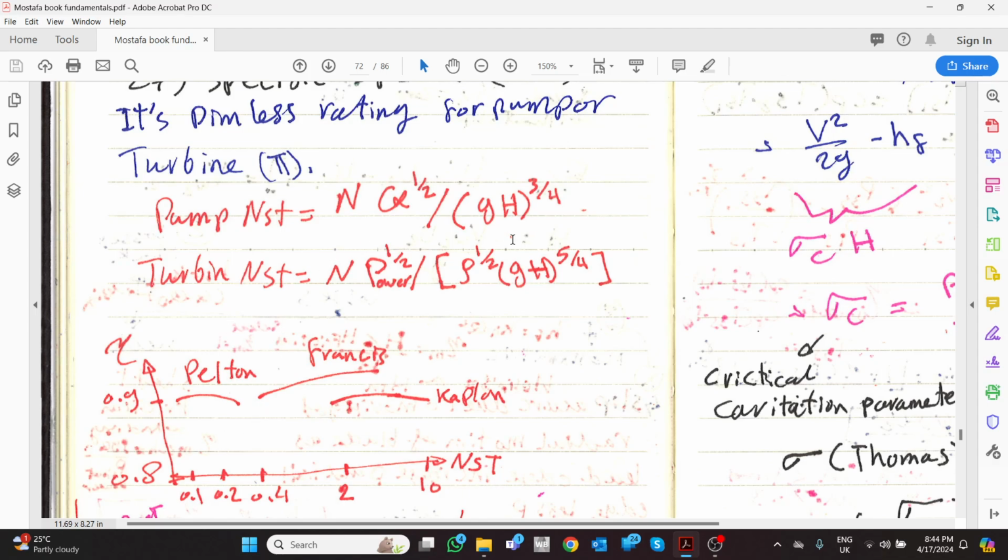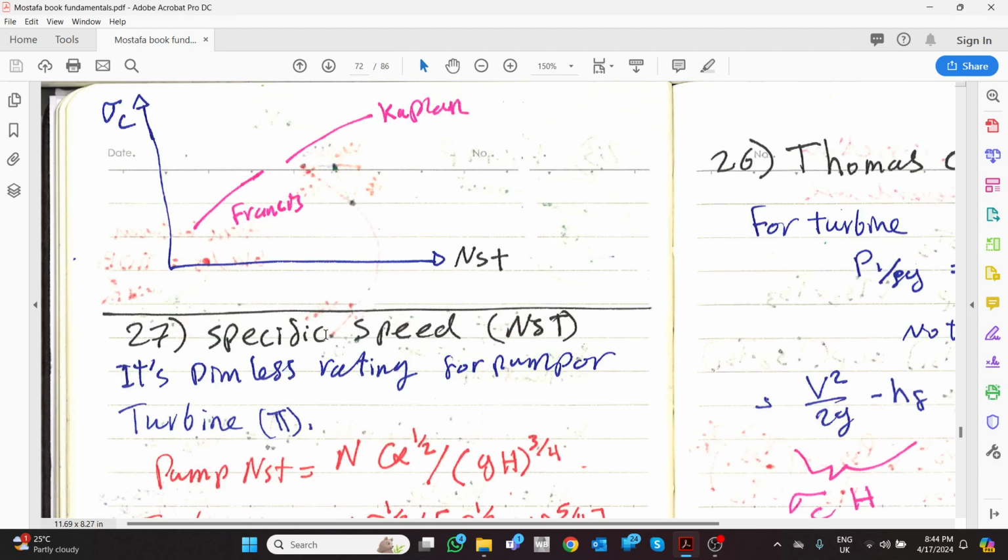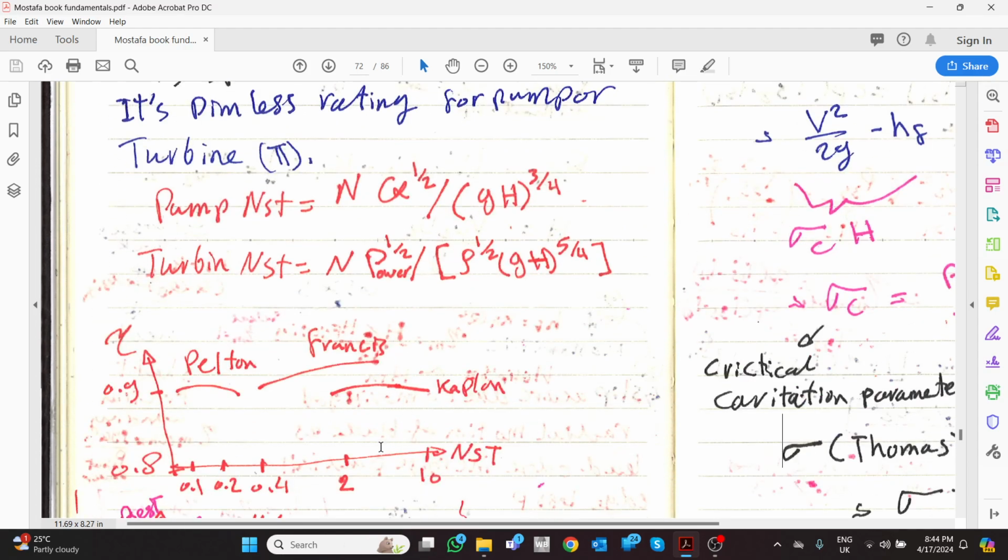So when this number increases, you can select among the families. For Francis turbines it is between 0.4 and 2.5, approximately; that is the area of best efficiency. Pelton has its best efficiency here, and Kaplan has its best efficiency here. So based on this, you can select by specific speed. You can select, okay, I'm going to use a Kaplan turbine. Good, because they have a very high specific speed.